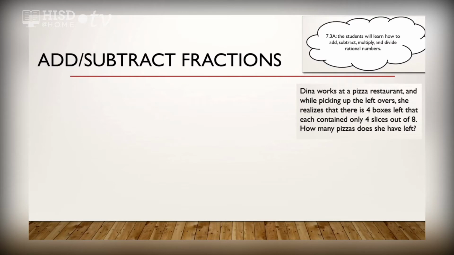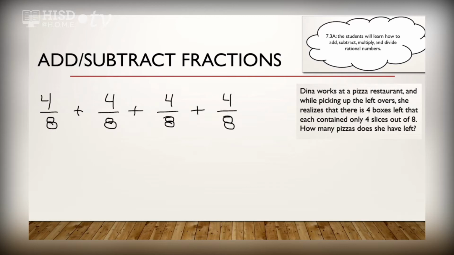Dina found 4 boxes that each one is gonna look like this fraction. So I'm just gonna add each box, so then I will know how many pizzas she has in total. So I can choose to group this addition, and then I'm gonna add my fractions. Remember that if the fractions have the same denominator, I can just add the numerators and keep the denominator the same. So what does that mean?